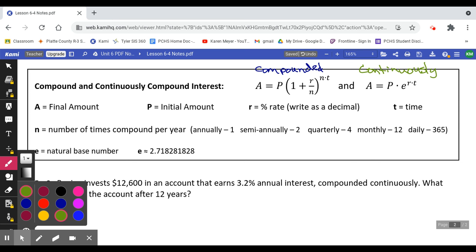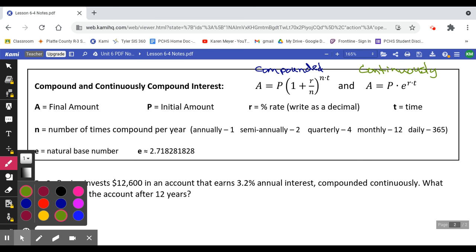In my first equation, A is still the final amount, P is still the initial amount. Then we have parentheses 1 plus R, still the rate as a decimal, divided by N. N is the number of times it's compounded in 1 year. So if it says annually, you would put in 1. Semi-annually, you'd put in 2. Quarterly is 4. Monthly is 12. And daily is 365. Close your parentheses, raised to N times time.